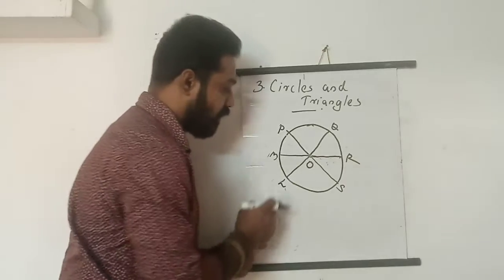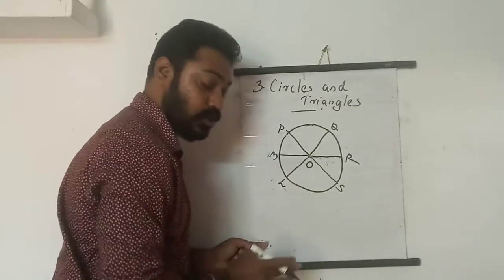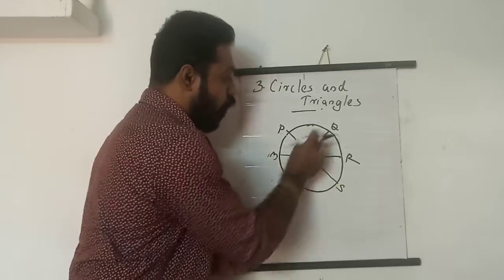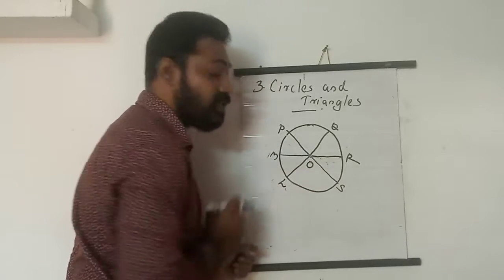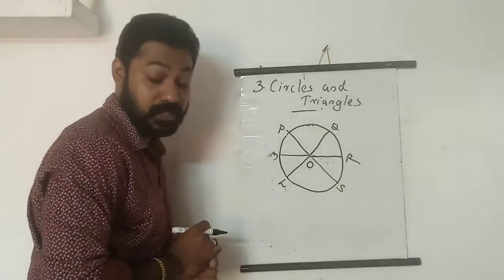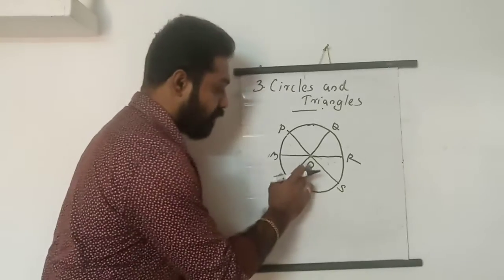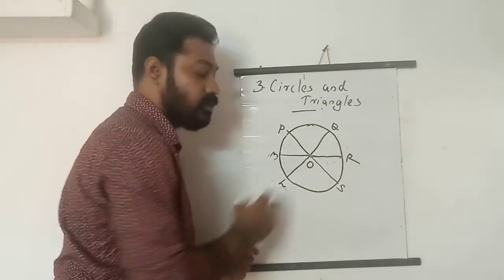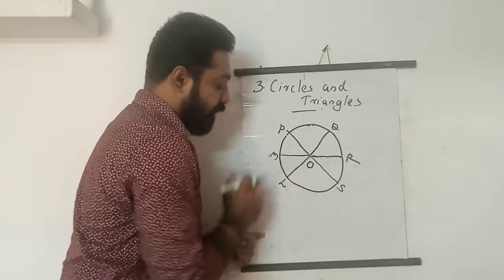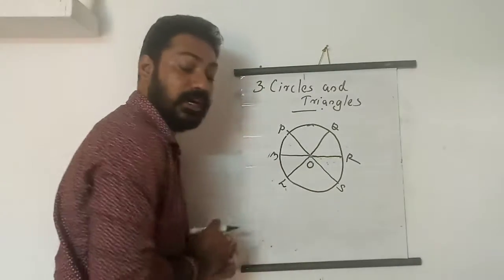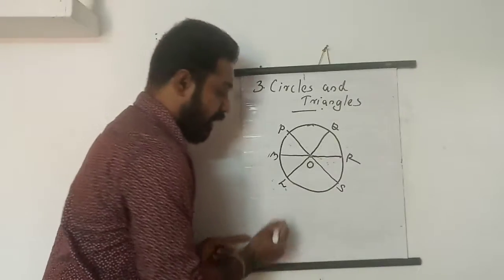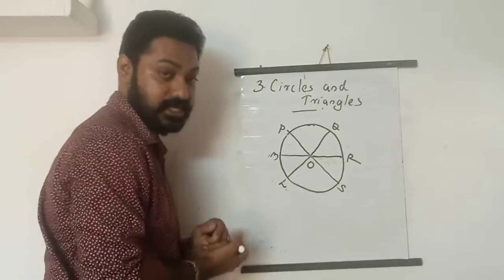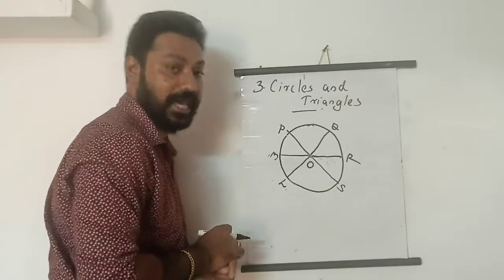A diameter is a line segment which connects two points on the circle and passes through the center. It has to pass through the center. Here OL and OQ are radii. The relation between radius and diameter is that the diameter is double the radius, and the radius is half the diameter.